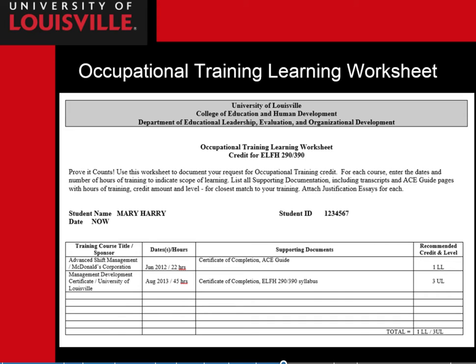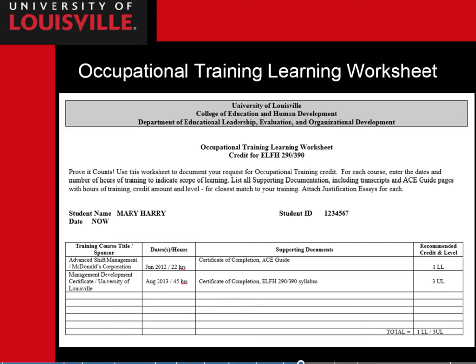Download the Occupational Training Learning Worksheet from the Lecture and Handouts section. Begin by entering your name, student ID, and the current date at the top of the form. In the far left column, labeled Training Course Title and Supervisor, list the name of the course you completed and the host institution. In this example, Mary completed the Advanced Management course at McDonald's Corporation and the Management Development Certificate through U of L's Delphi Center for Teaching and Learning.